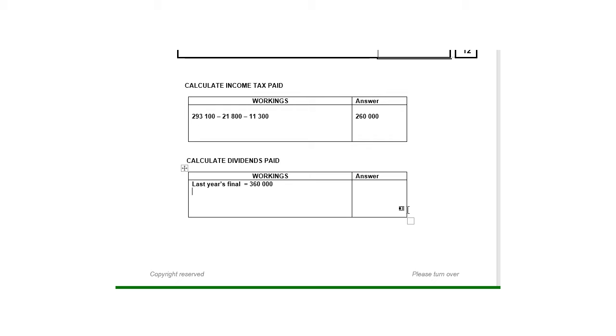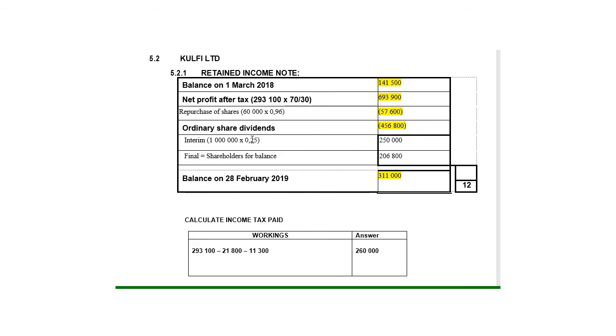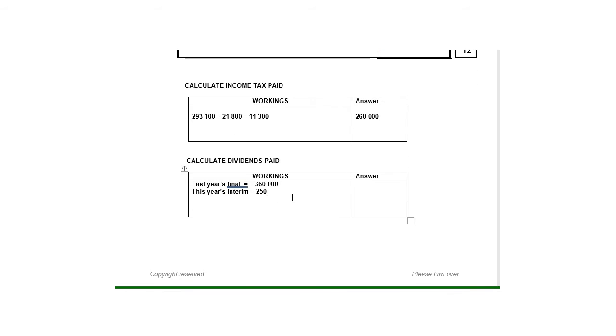360,000. And to that, I must add this year's interim. And this year's interim was, I calculated it when I did the retained income note, it was that 250,000. So I must add the 250,000 to the 360,000. So if I add those two amounts, that will give me the total payment for dividends, and that is 610,000. So dividends, fairly easy.